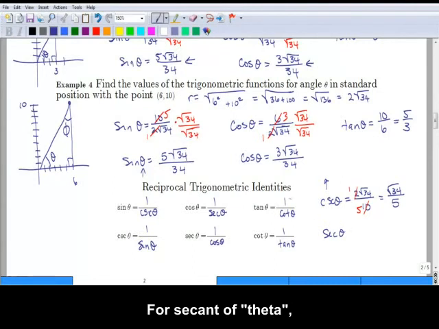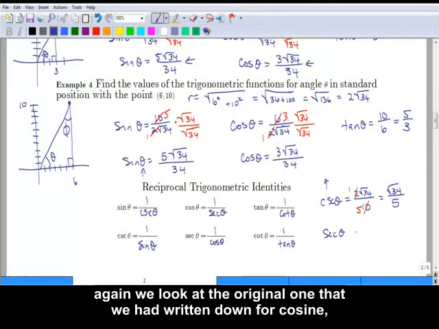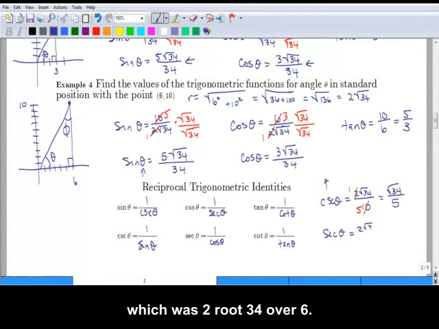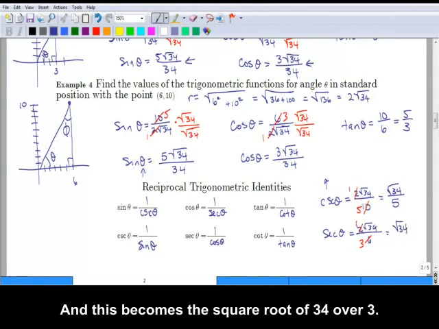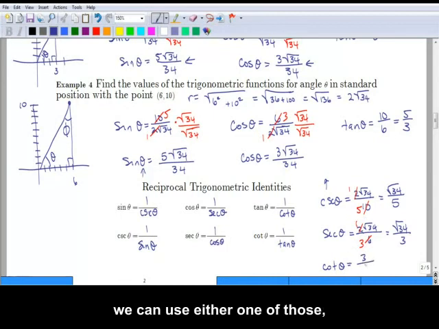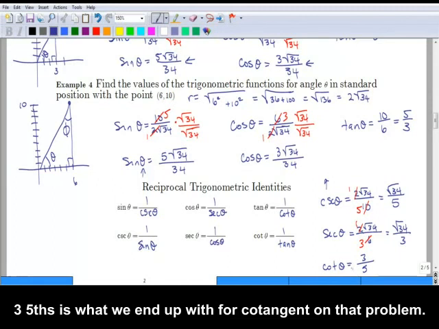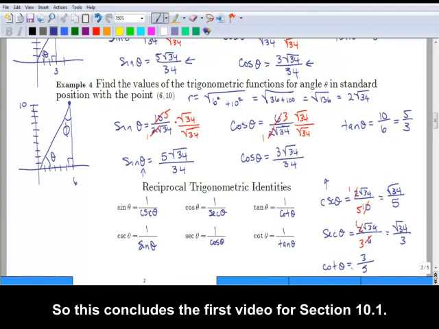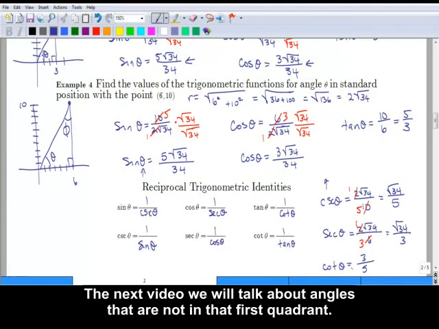For secant of theta, again, we look at the original one that we had written down for cosine, which was 2 root 34 over 6. Again, we simplify that, we get 1/3. And this becomes the square root of 34 over 3. And finally, cotangent of theta, if we flip tangent over, we can use either one of those. 3/5 is what we end up with for cotangent on that problem. So this concludes the first video for section 10.1. The next video will talk about angles that are not in that first quadrant.